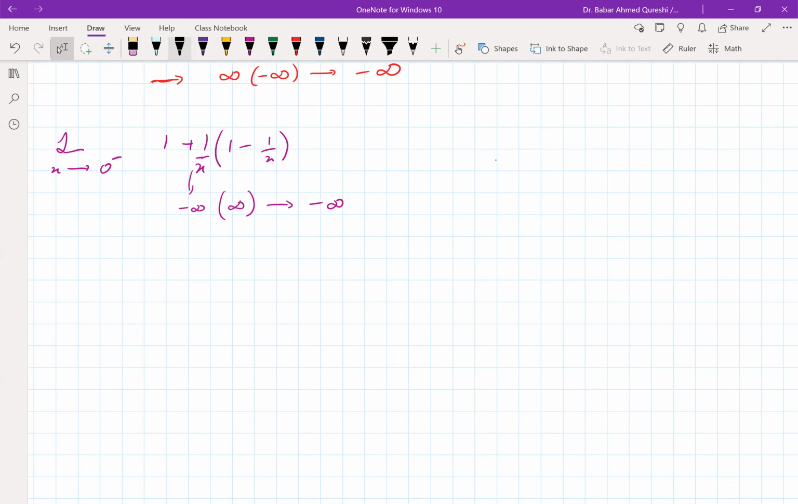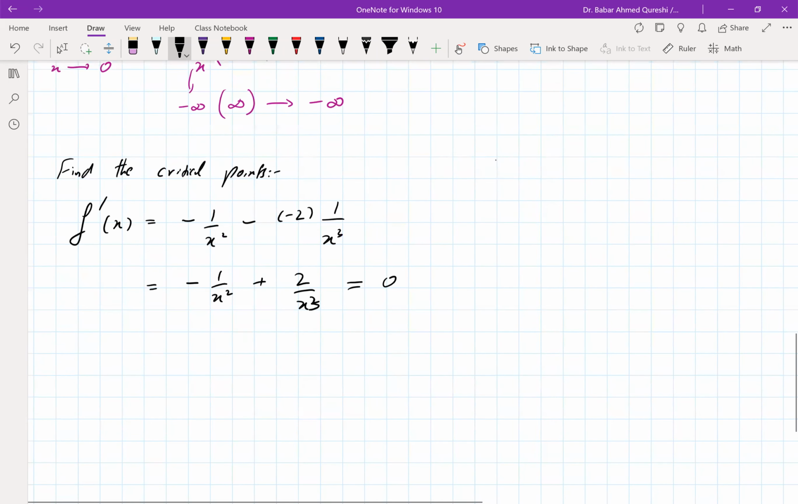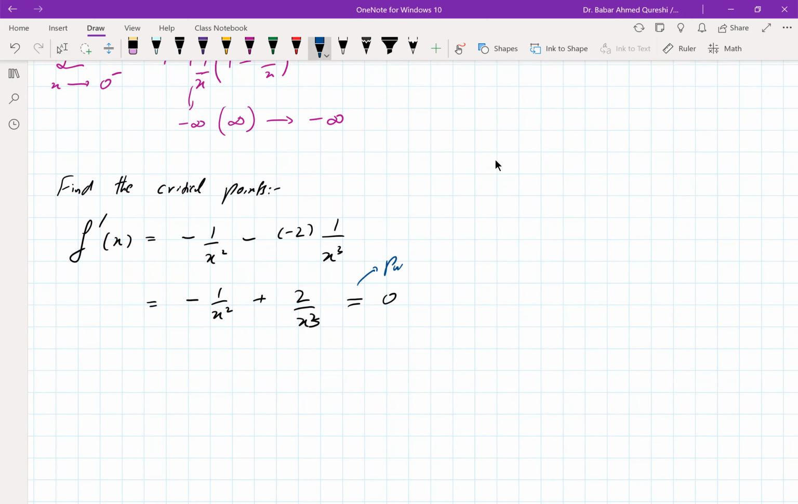So now find the critical points to guess the shape. I have f derivative of x is minus 1 over x squared minus minus 2 over x cubed. So it's minus 1 over x squared plus 2 over x cubed. And this I am going to put equal to 0 to find critical points.